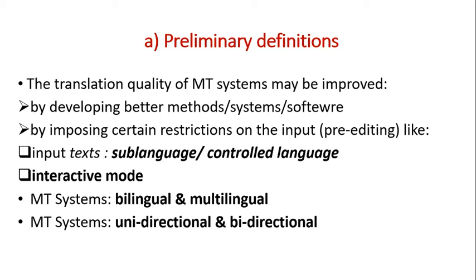Machine translation systems historically have been unidirectional, which means from one language to another, but not vice versa, and bi-directional. But nowadays, machine translation systems are almost all bi-directional, except for the very tiny, small apps that people are developing nowadays, which are unidirectional. For example, they only translate from English into Arabic and not from Arabic into English.